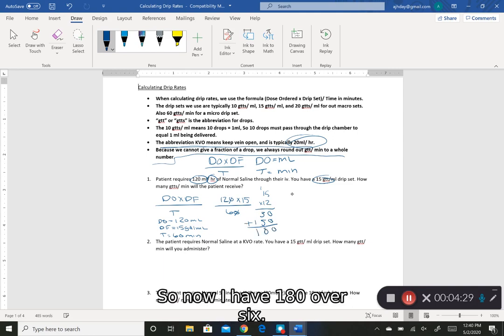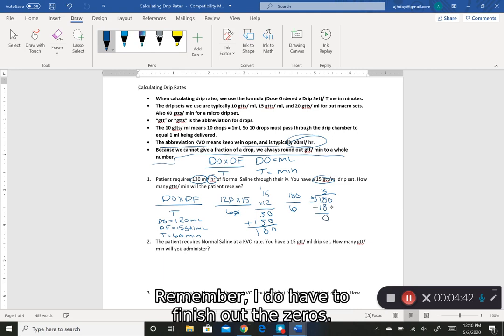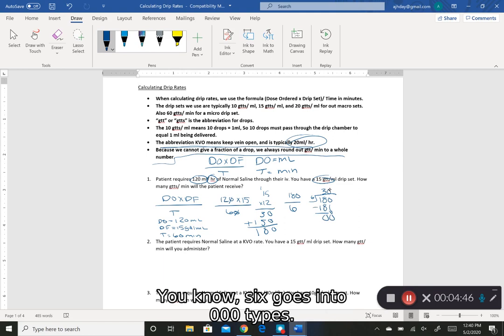So now I have 180 over 6. So 6 goes into 180. 6 goes into 18 3 times, and that equals 18. Remember, I do have to finish out the zeros. 6 goes into 0 0 times. So this one was pretty easy. We don't have any remainders, and I got 30 drops per minute.